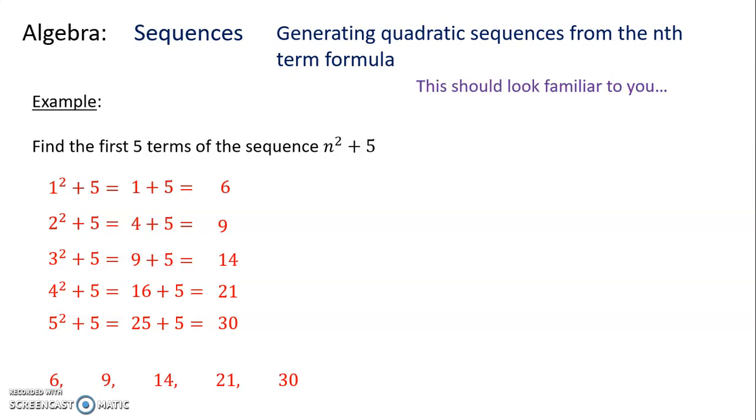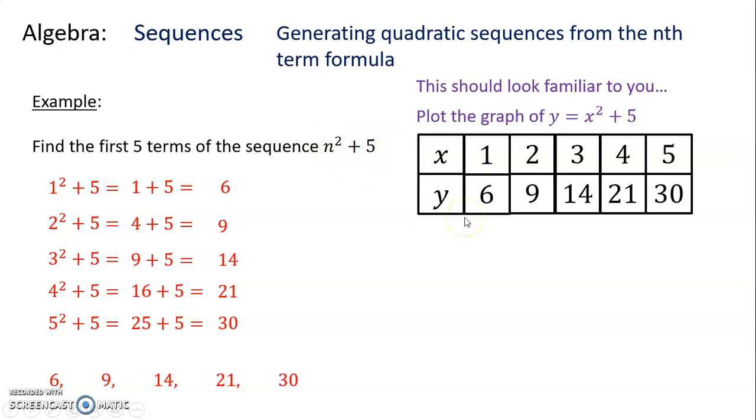Now, this should look familiar to you because we did graphs not so long ago, and we looked at plotting quadratic graphs, and we did that in a table. And you might have had plot the graph of y equals x squared add 5, which looks very similar to this, except we've got an x instead of an n.